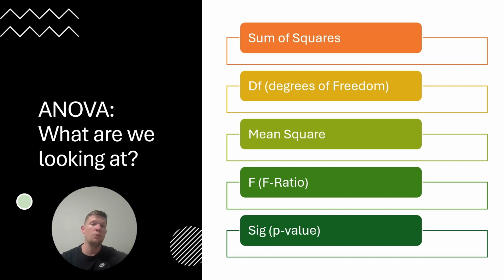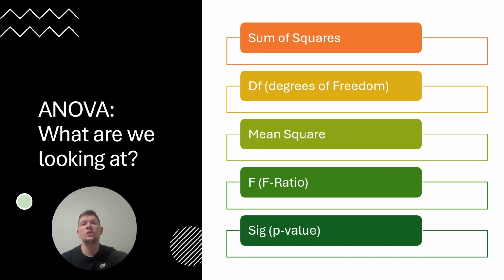So let's go ahead and figure out what exactly we're looking at here. The first thing is going to be sum of squares. The sum of squares measures the total variation in the dependent variable, showing how much data points deviate from the mean. A higher sum of squares suggests greater variability, meaning the data points are more spread out.